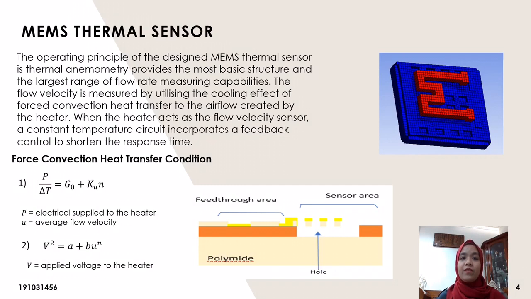The relationship between the flow velocity and electrical energy supplied to the heater under the forced convection heat transfer condition can be expressed as the first equation, where P is the electrical energy supplied to the heater, delta T is the temperature difference between the heater and the air, and G naught, K and N are constants, U is the average flow velocity. The equation is translated by using the applied voltage to the heater as the second equation, where V is the applied voltage to the heater, A, B and N are constants depending on the heater structure.